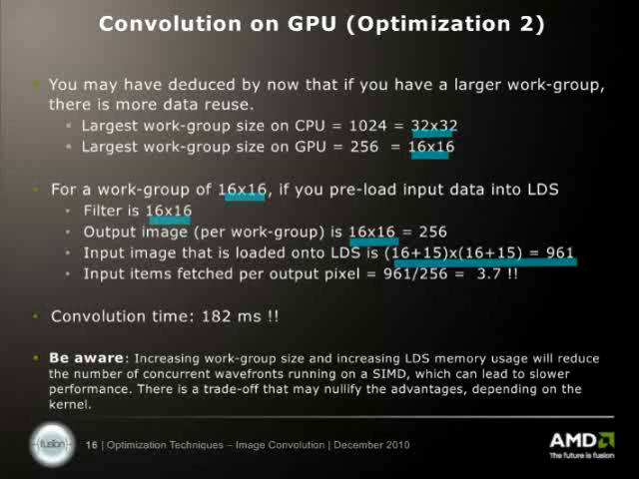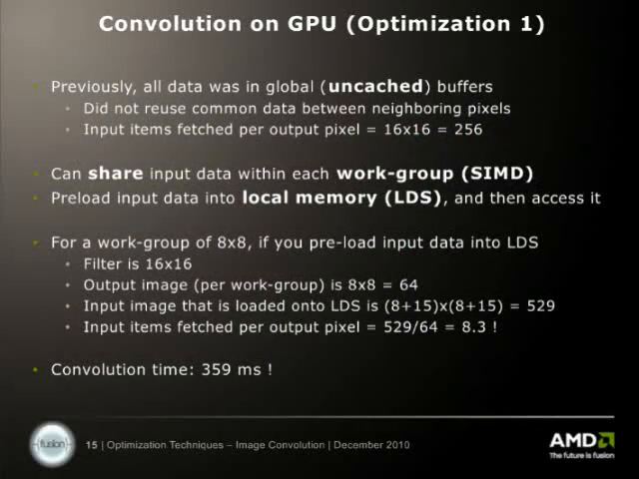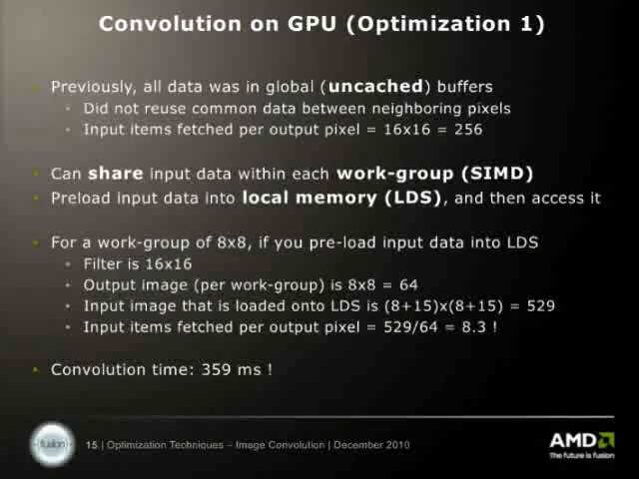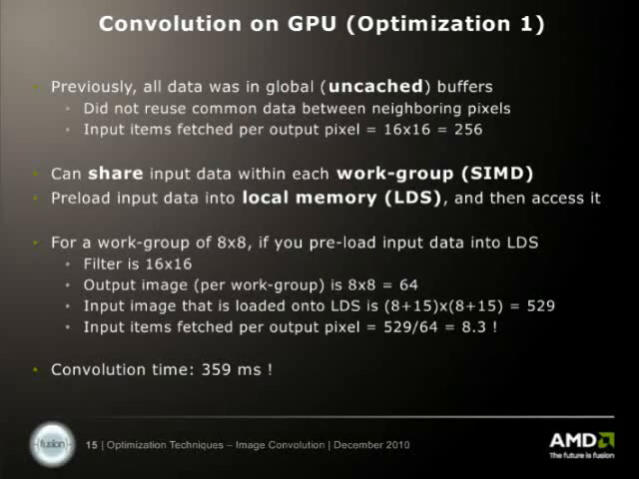So if the filter is 16x16, the work group size is 16x16. So the input image that needs to be loaded is 961, right? So the input items fetched per output pixel is actually 3.7. And as soon as we do that, the convolution time reduces even further to 182 milliseconds. Just 3.7 items that we read from global memory, and we get a convolution time of 182.